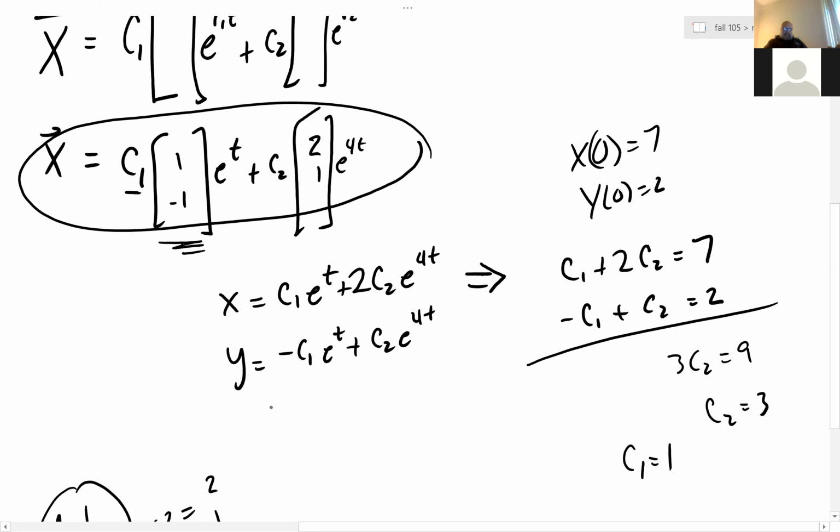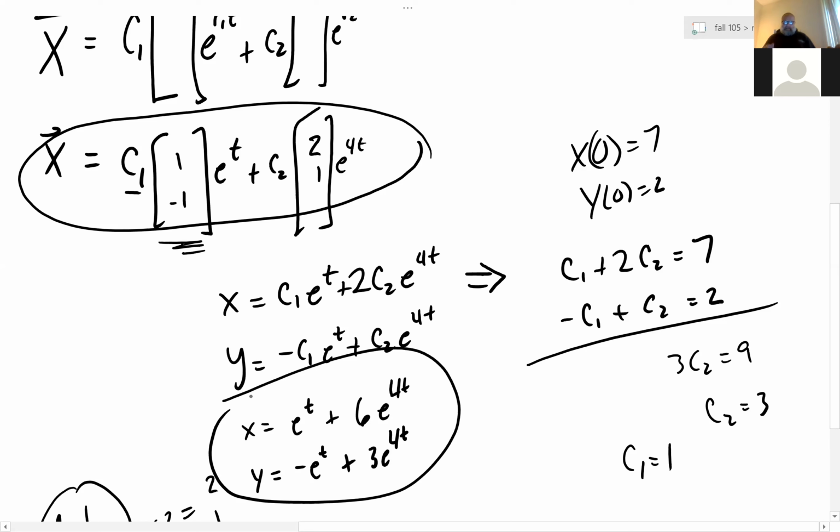So my final answer would be x equals e to the t, and 2 times 3 is 6, plus 6 e to the 4t. And y you'd get negative e to the t, and you'd get plus 3 e to the 4t. And that would be the answer that you would have solved for. And we used eigenvalues and eigenvectors to get there.